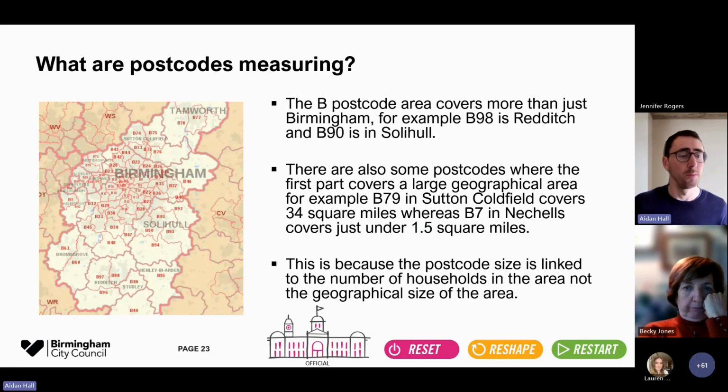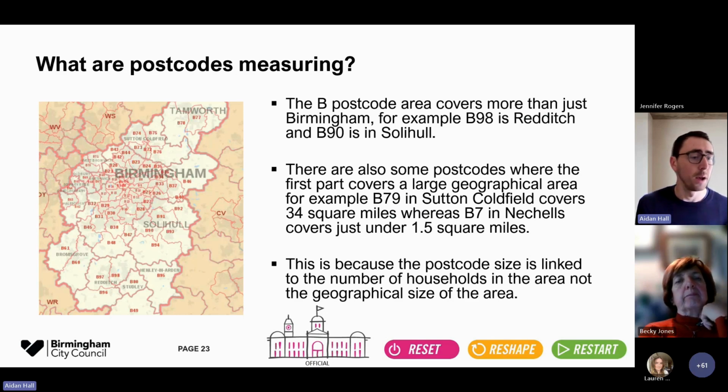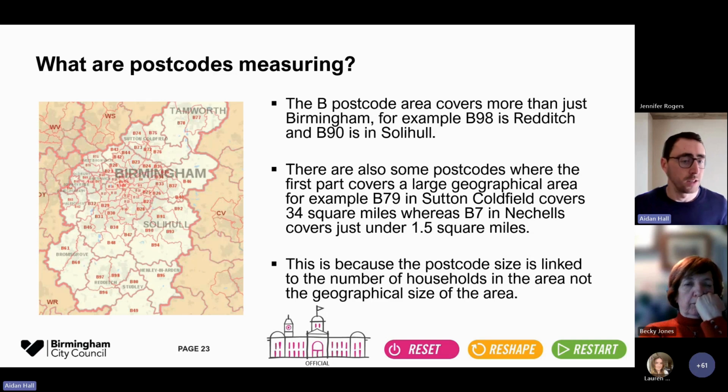So you can see the map on the left. You can quite clearly see that the B postcode covers much more than Birmingham, so down into Redditch, then into Solihull as well, and even up to Tamworth. B98 is Redditch and B90 is Solihull, as it says there.